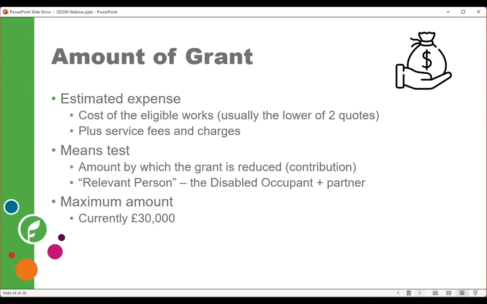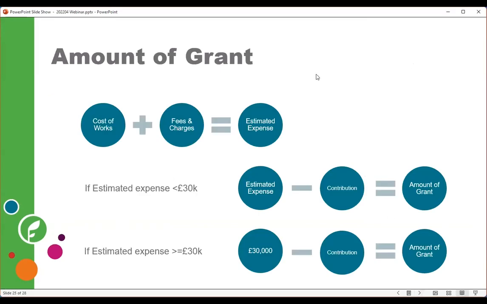I won't go into any detail on this here, but the means test is carried out on the relevant person, which is the disabled person, the disabled occupant, and their partner. So it's not the applicant, if that's a different person or couple. It's the disabled occupant and their partner who is means tested. And the maximum amount is currently £30,000, which there's going to be a consultation on later this year.